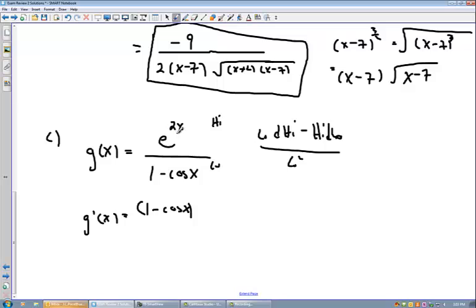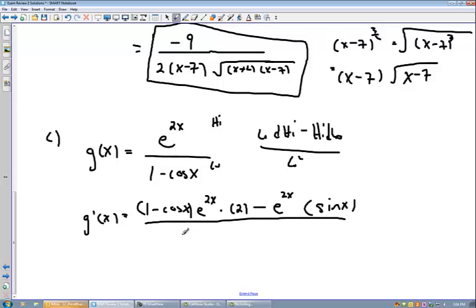You have inside, outside, and so the derivative of the outside is e to the 2x, times the derivative of the inside, which is a 2, derivative of 2x is 2, minus the high, which is e to the 2x, times the derivative of low. So the derivative of low is 0, minus the derivative of cosine is negative sine, so you're going to get a positive sine x. Let's watch that again, okay? Derivative of 1 is 0, minus derivative of cosine is negative sine, so minus a negative is a positive sine x, all divided by the low squared, 1 minus cosine of x, quantity squared.